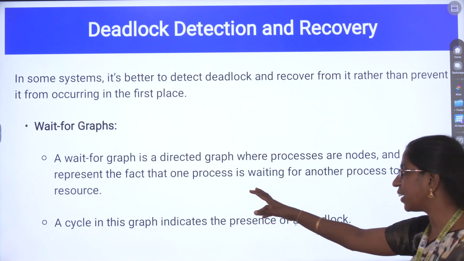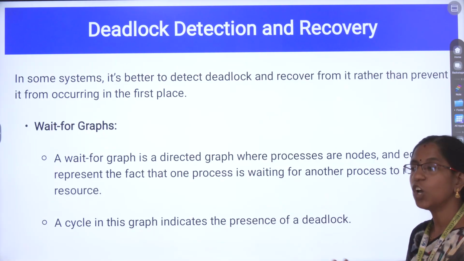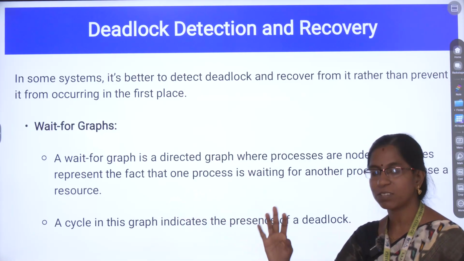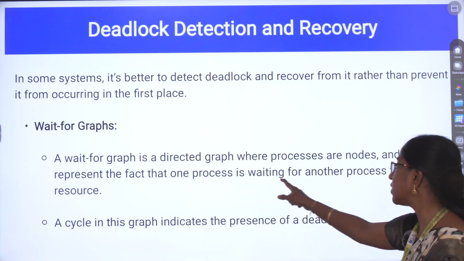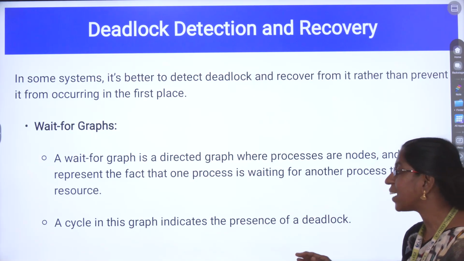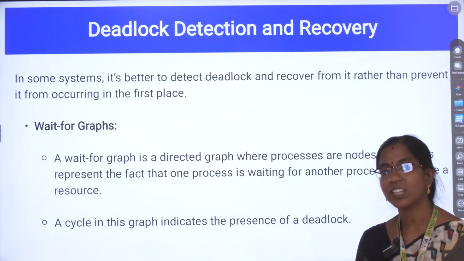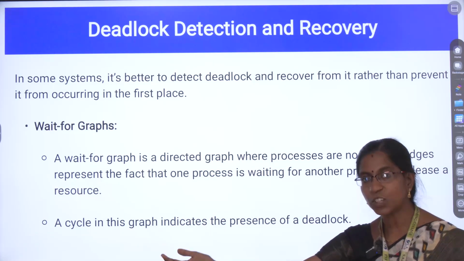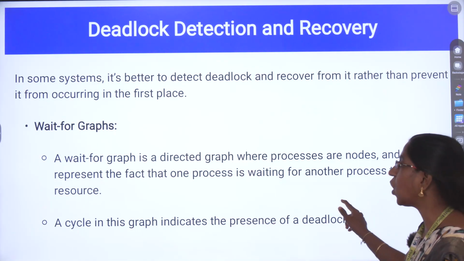What is the concept behind it? One process is waiting for another resource. Not all the processes are going for the same resource; they should be held by another process. We create the graph like this: one process is waiting for another process to release the resources. A cycle in this graph indicates the presence of deadlock. For example, P1 is waiting for R1, but R1 is held by another process. When a cycle is formed, it indicates deadlock.